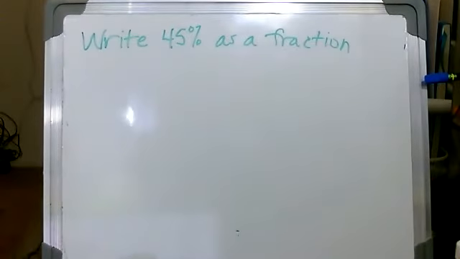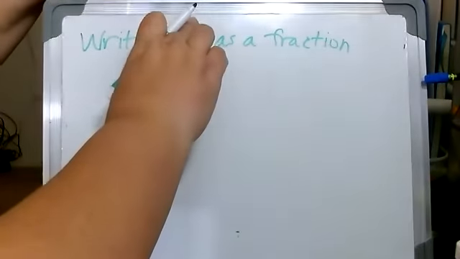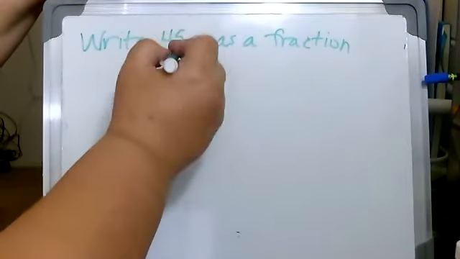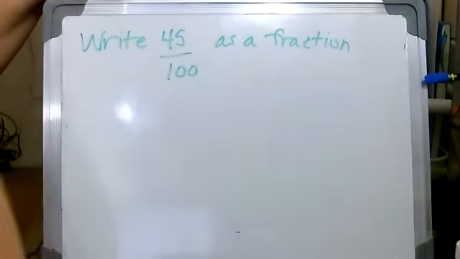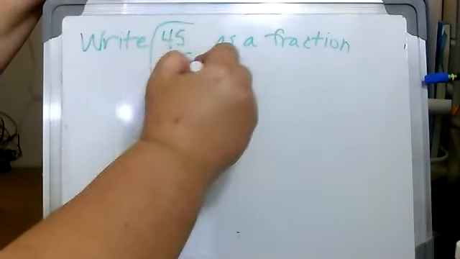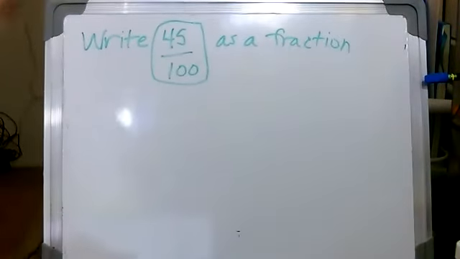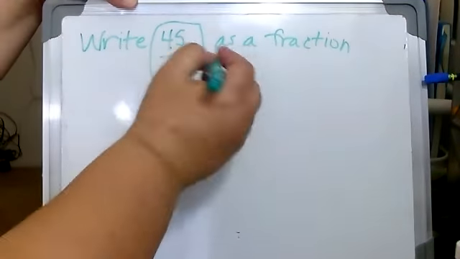Okay, so remember, all we have to do in order to write it as a fraction is get rid of that percentage and put it over 100. So 45 over 100 is a fraction. Can we present that as the final answer? No. And the reason we can't present that as the final answer is because both of these numbers are divisible by 5. So we actually have to reduce it.